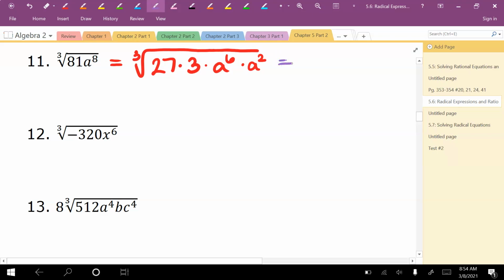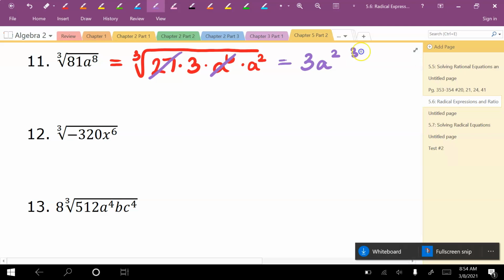All right, so to finish this off, the cube root of 27 is 3. That takes care of the 27. I'm not going to be able to do the cube root of 3, and I can't break 3 down any more than it already is. A to the 6th power, I'm going to take 6 divided by 3, which is 2, so it's a squared. That takes care of that one. And then I'm left with that a squared underneath the cube root sign, and again, I can't do anything more at this point, so that 3 and that a squared are going to have to stay underneath the cube root sign.